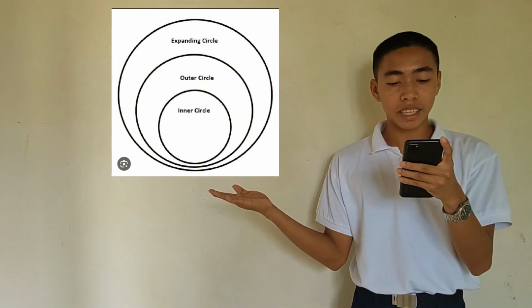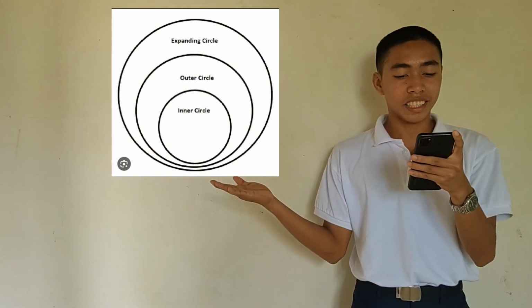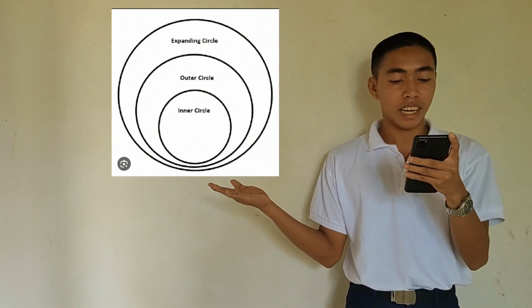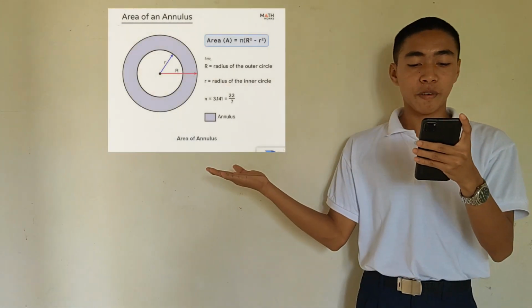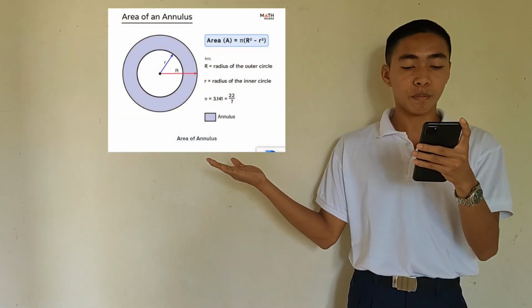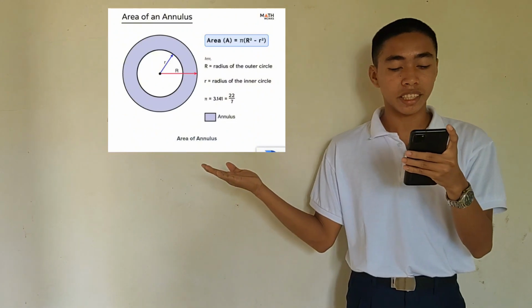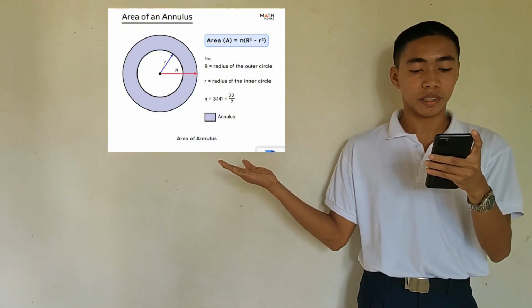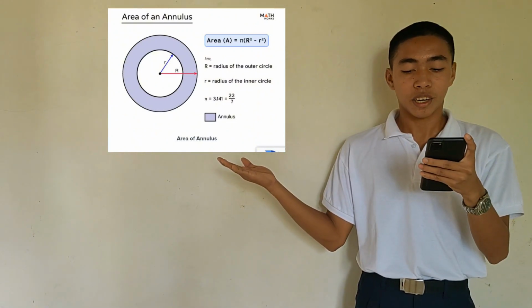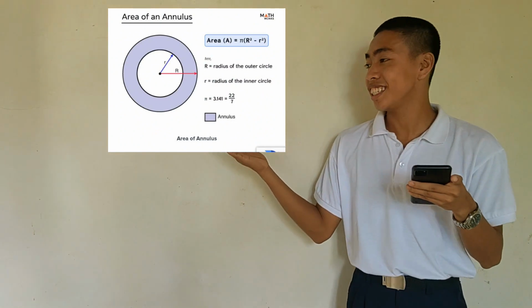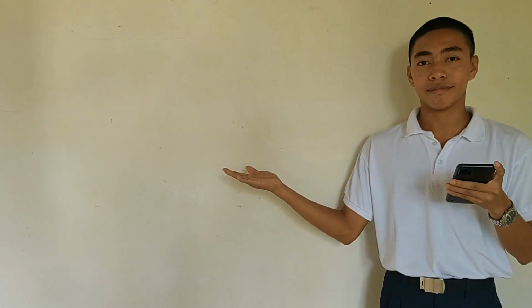In the inner part is the inner circle, the second part is the outer circle, and the last is the expanding circle. So let us proceed to the equation of an annulus. The area of an annulus equals pi multiplied by the inner circle squared minus the outer circle squared, in parentheses. So this is the equation of an annulus.